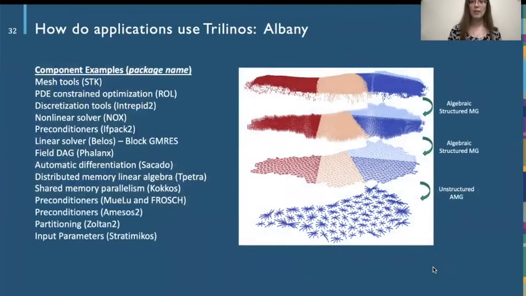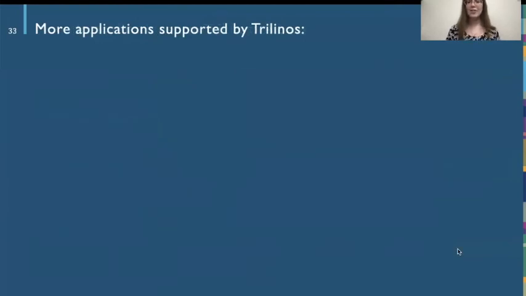And finally, the Albany ice sheet application package uses Zoltan2 for partitioning, Amesos2 for preconditioners, MueLu and FROSch for preconditioners, Kokkos, Tpetra, Stokhos, Sacado for automatic differentiation, Phalanx, Belos, NOX, Intrepid2, ROL, and others. And Trilinos supports many more applications than just these three.